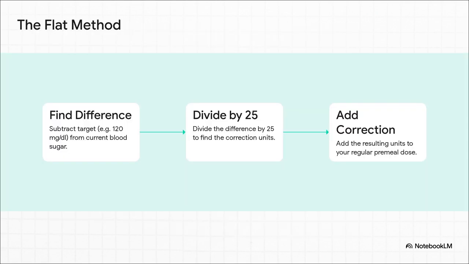And there's a really easy way to figure this out called the flat method. Let's walk through it. Say your blood sugar is at 200 and your target is 120. Okay, the difference there is 80. You just divide that difference, 80, by 25. That gives you about 3. So you'd add 3 extra units to your pre-meal dose to correct for that high starting number.